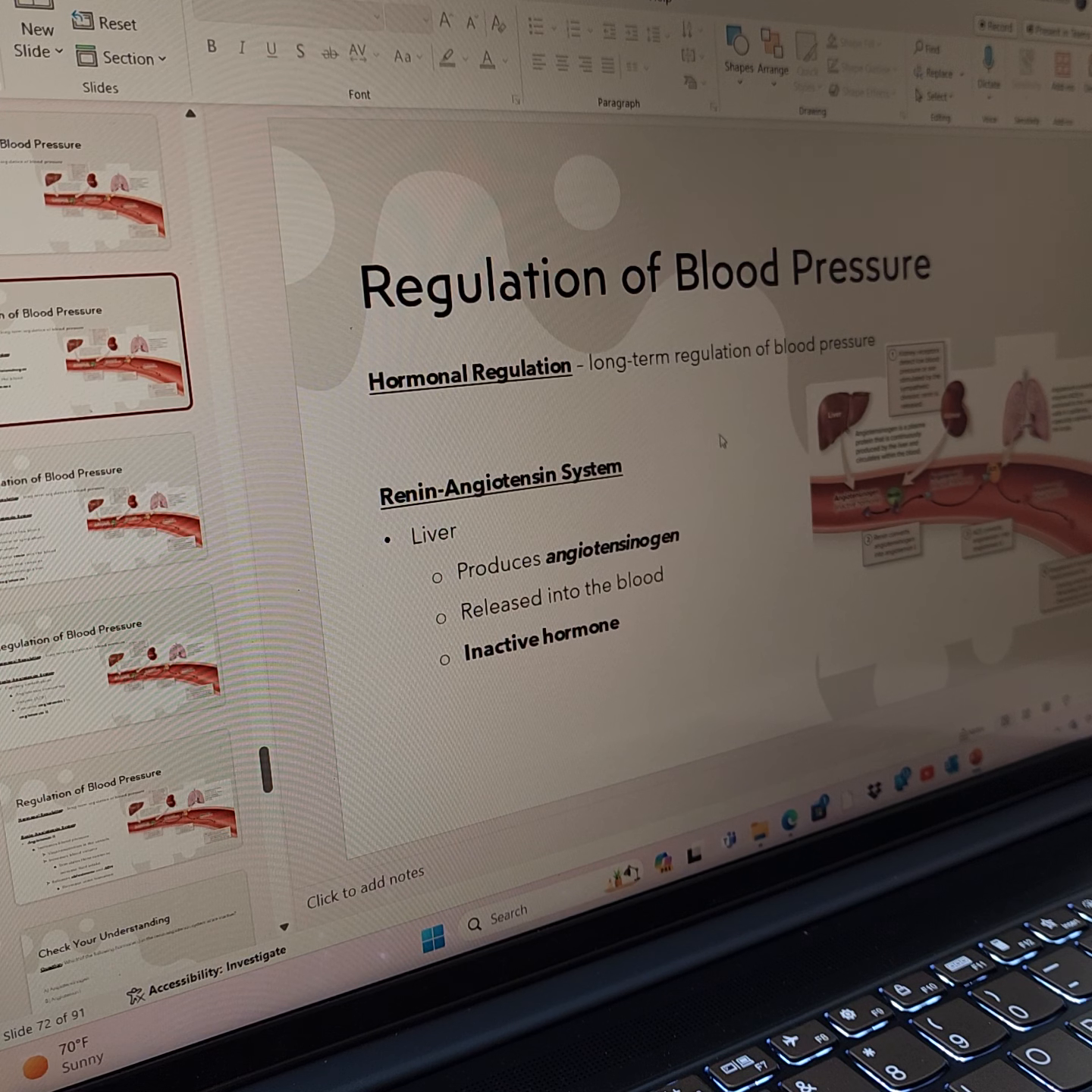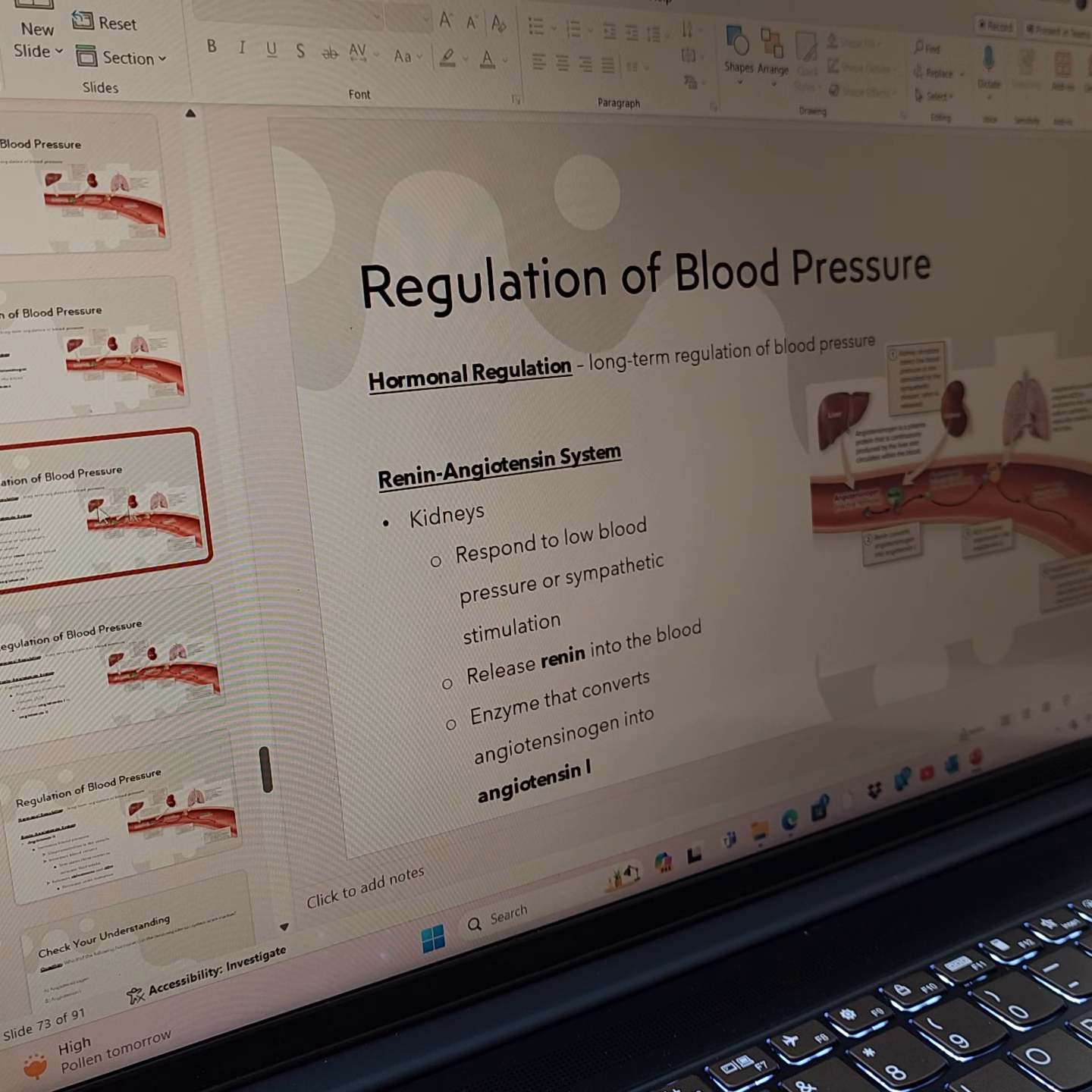So hormonal regulation is long-term regulation of blood pressure. In the renin-angiotensin system, the liver produces angiotensinogen. It's released into the blood. It's an inactive hormone. The kidneys respond to low blood pressure or sympathetic stimulation. They release renin into the blood. It's an enzyme that converts angiotensinogen into angiotensin 1 and 2.